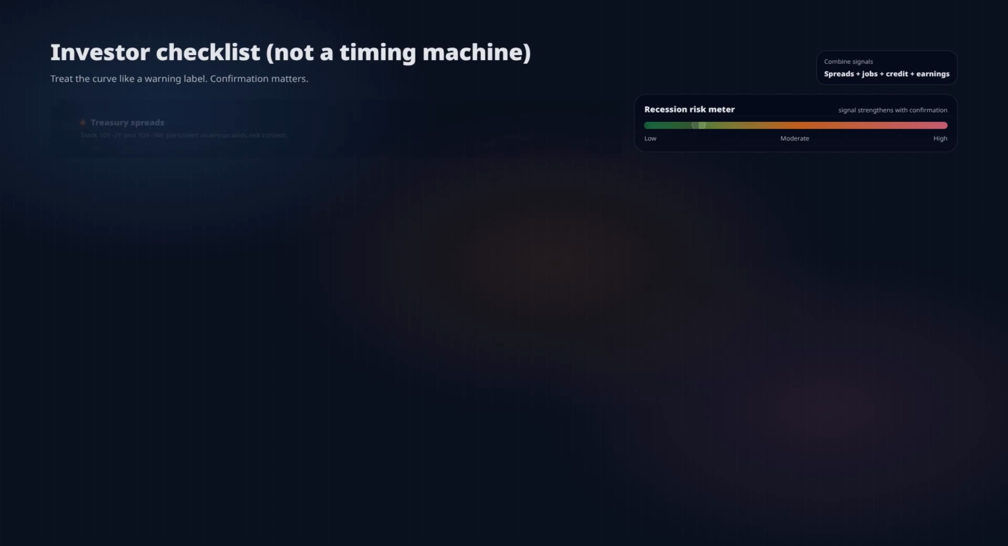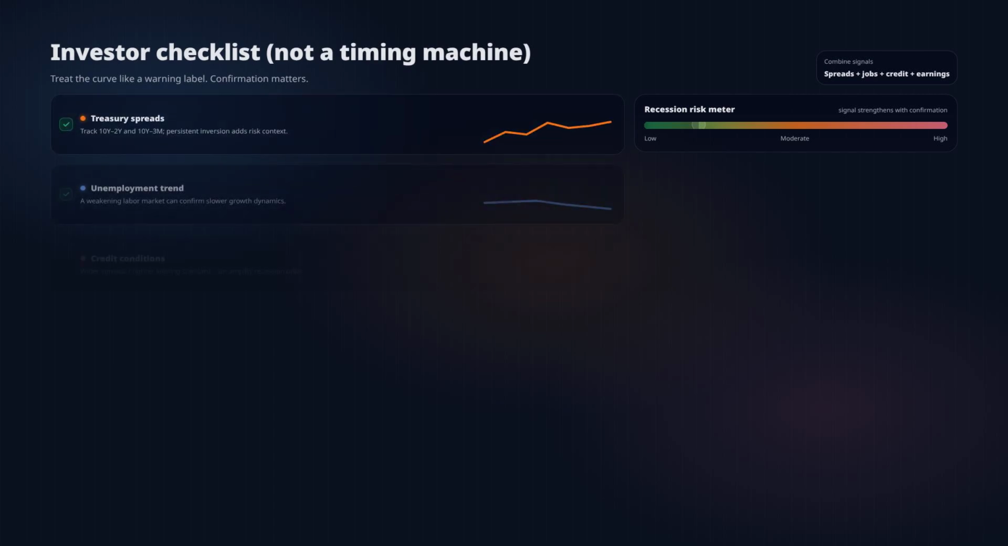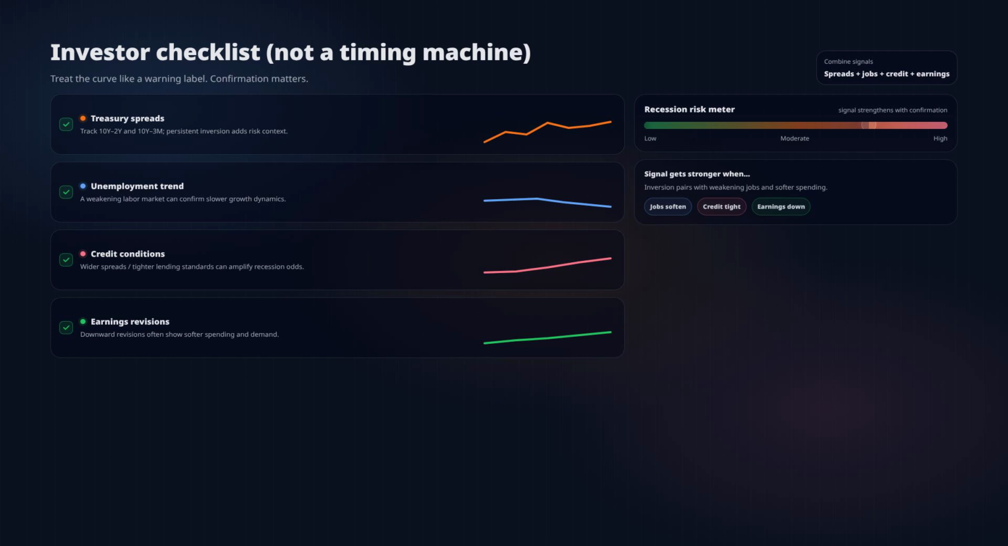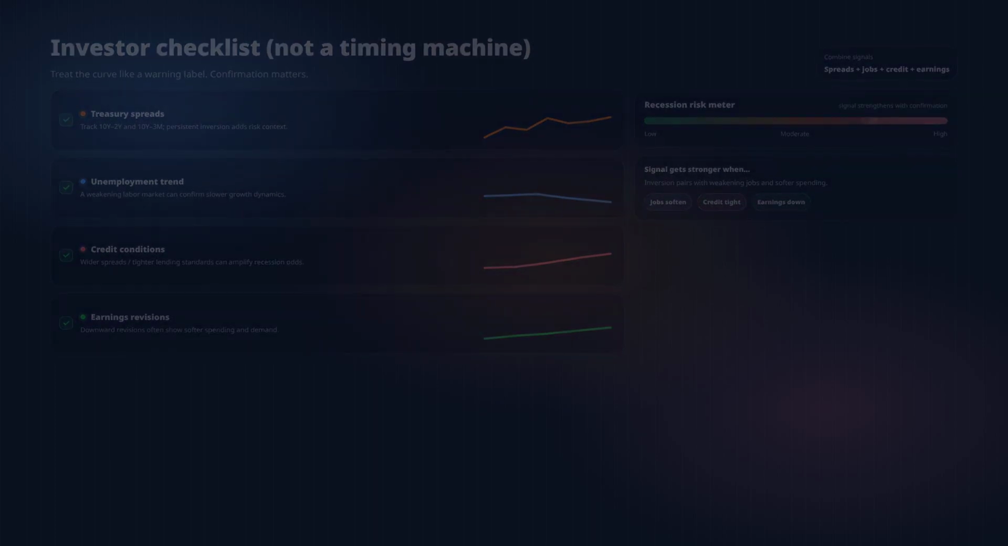For investors, the curve is not a timing machine, but it is a warning label. Watch Treasury spreads, unemployment trends, credit conditions, and earnings revisions together. A recession signal strengthens when inversion pairs with weakening jobs and softer spending.